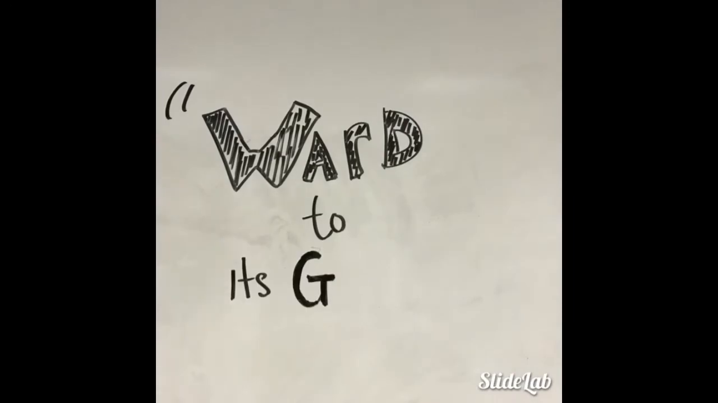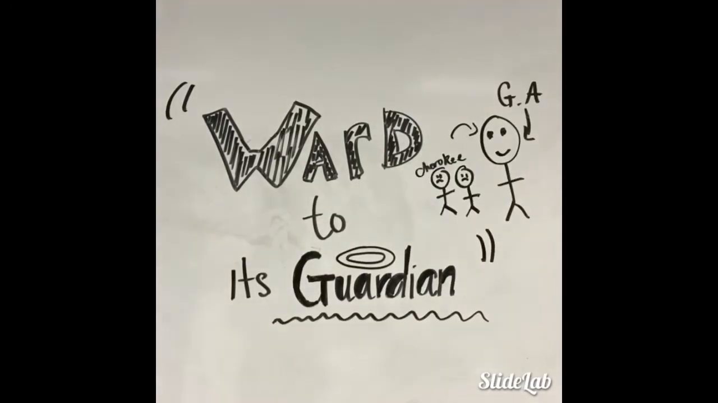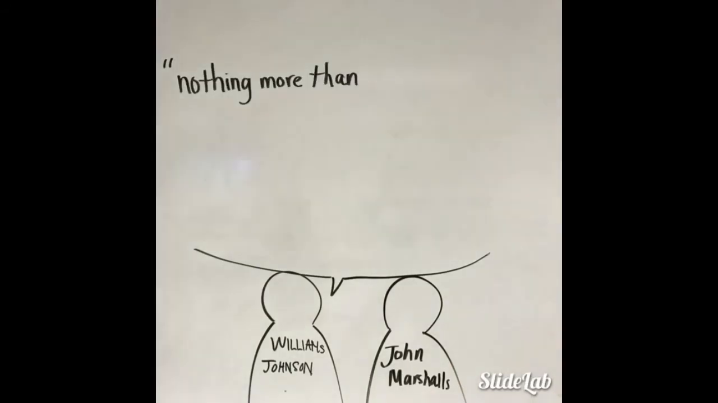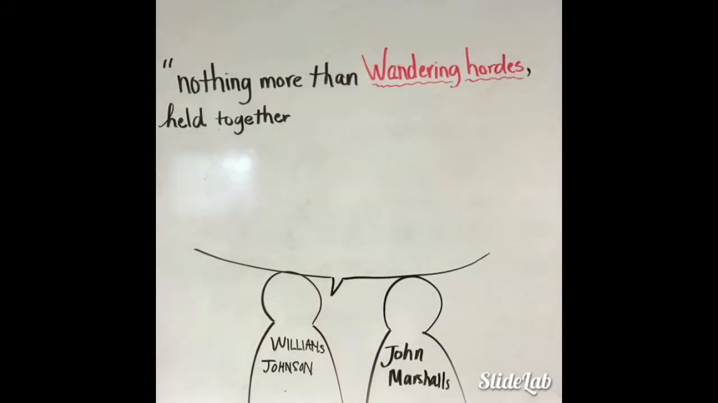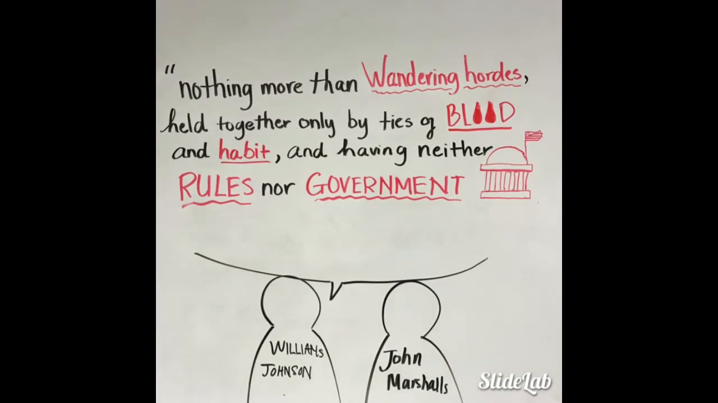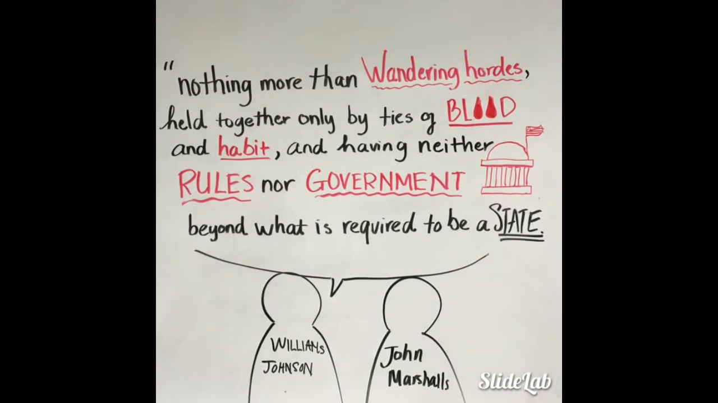Chief Justice John Marshall wrote that the relationship of the tribes to the United States resembles that of a ward to its guardian. Justice William Johnson also added that the rules of nations will regard Indian tribes as nothing more than wandering hordes, held together only by ties of blood and habit, and having neither rules nor government beyond what is required to be a state.